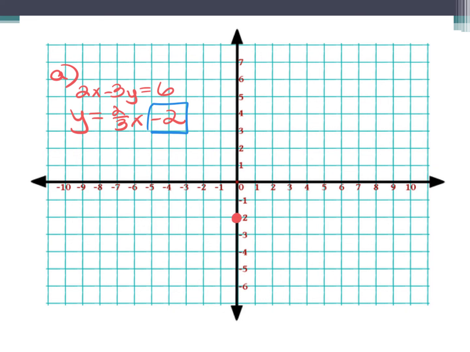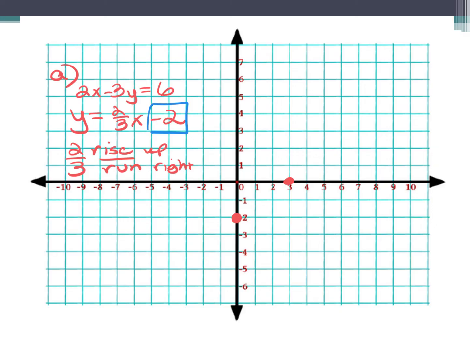And from that -2, I take my slope. I'm going to rise up 2, and then I'm going to run to the right 3. So from this point, I go up 2, and then to the right 3. And then I'll put my point. You can keep repeating this rise and run if you choose. I could still go up 2, 1, 2, 3, if you wanted to try to make a nice precise line.